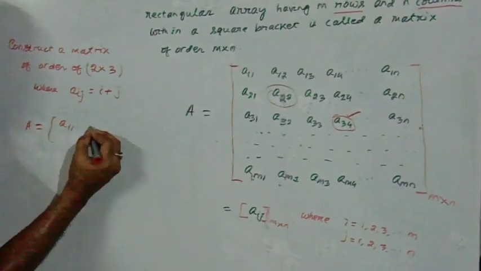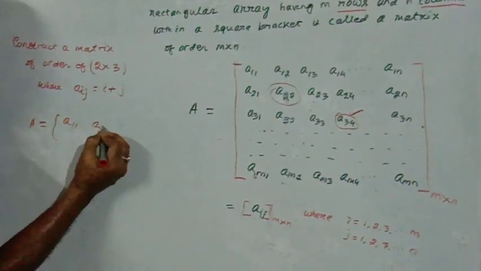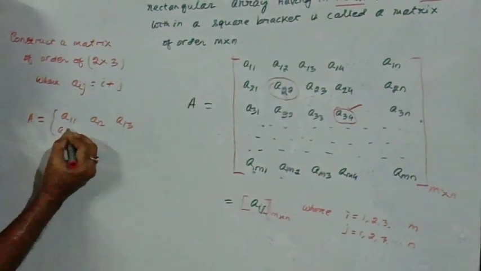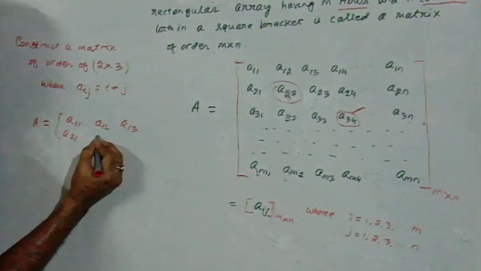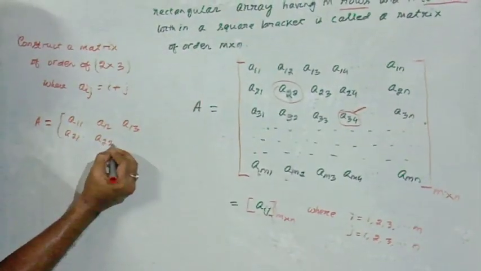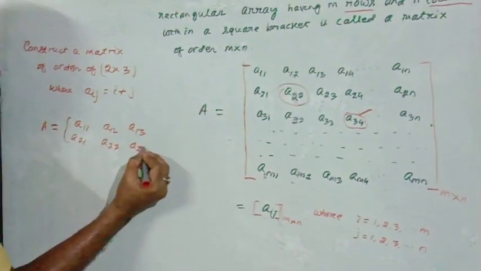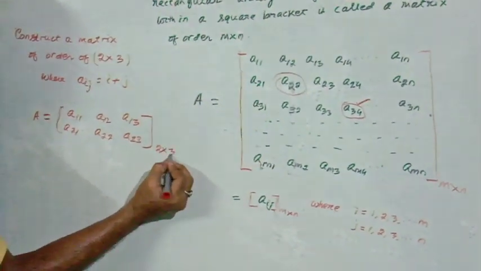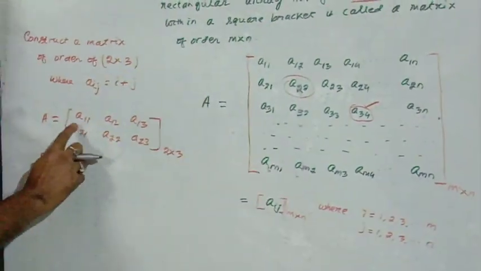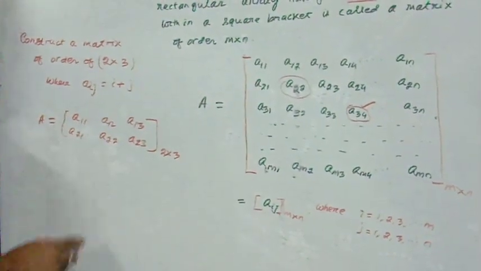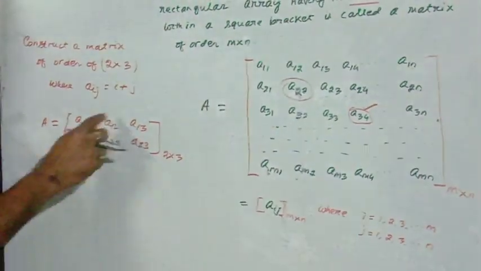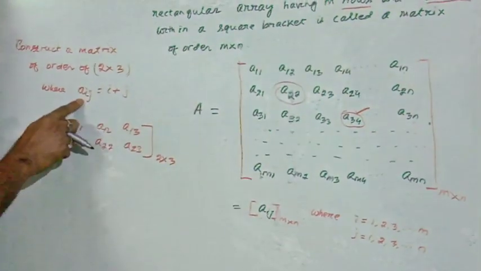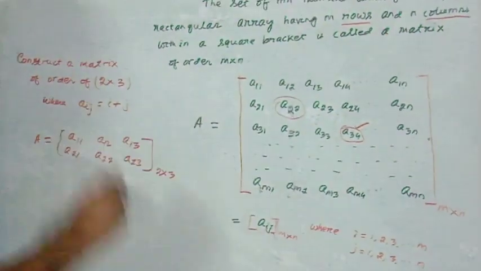a11, a12, a13, a21, a22, a23. So it is a matrix of which order? Of order 2 cross 3. That means it has 2 rows and 3 columns, 2 horizontal lines and 3 vertical lines. So here the general element aij is given as i plus j.